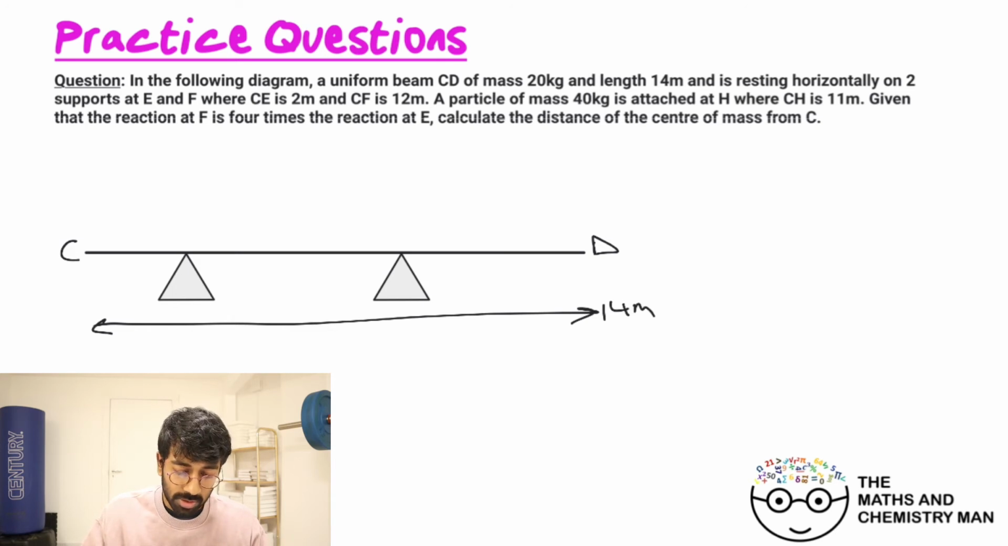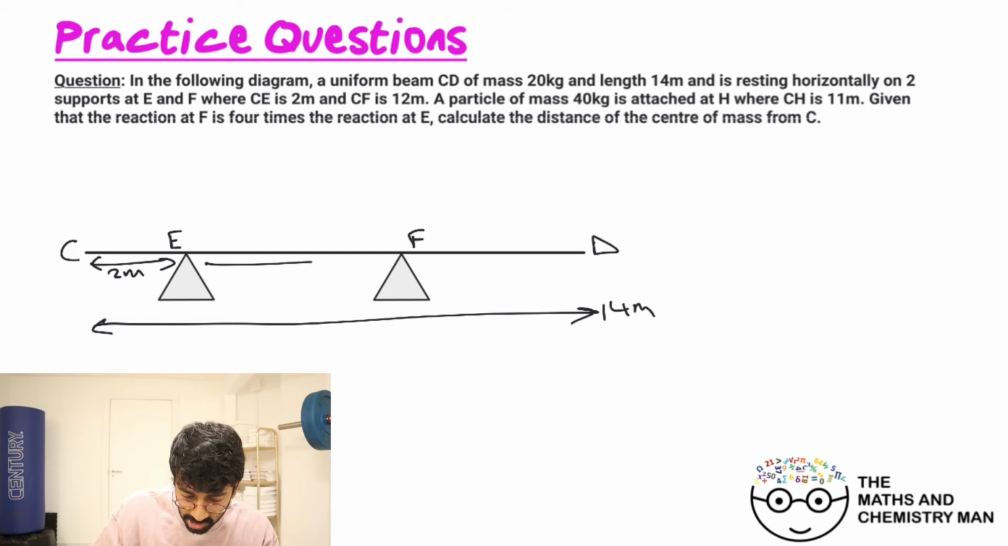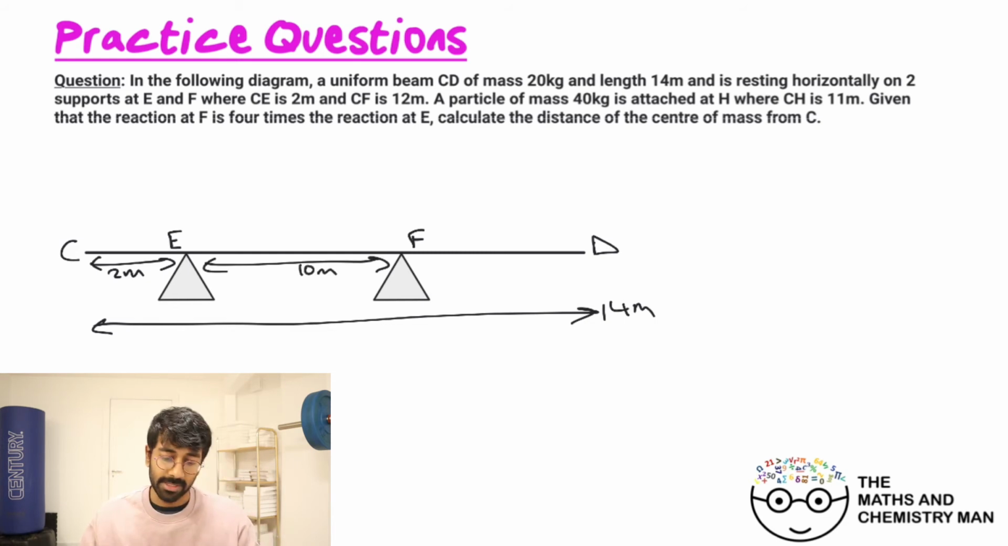It's resting on two supports, E and F. So this one's E, this one's F. And C to E is 2 meters. And because C to F is 12 meters, we can just say, well, this here is just 10 meters, right? So that seems reasonable. We've got a particle of mass 40 kilograms. And that's attached at H, where C to H is 11 meters. Okay, so C to H, there we go.